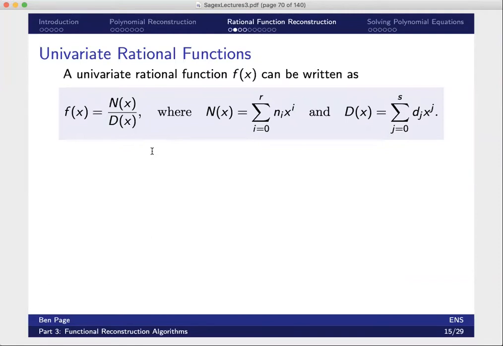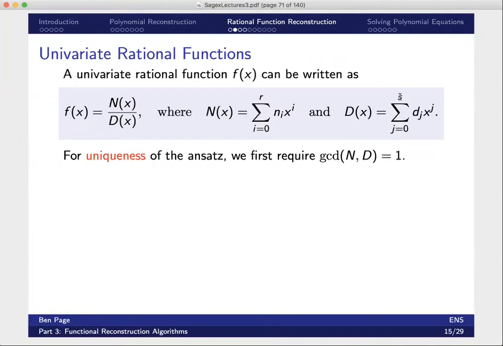What is a univariate rational function? Well, we're going to want to make this an ansatz. So we're going to need to be very precise about making this unique, as we will see. So if we consider some univariate rational function f of x, which is just some polynomial of degree r over a polynomial of degree s, I haven't yet made my rational function unique. The reason is that I can multiply numerator and denominator by the same thing, and I get the same rational function. So the first thing that we're going to require for a unique ansatz is that there is no polynomial that actually multiplies both n and d simultaneously.